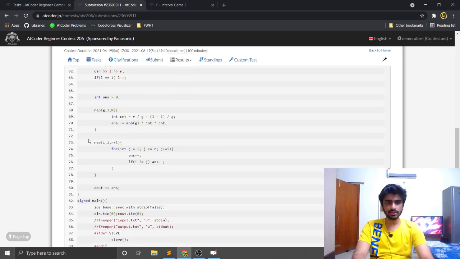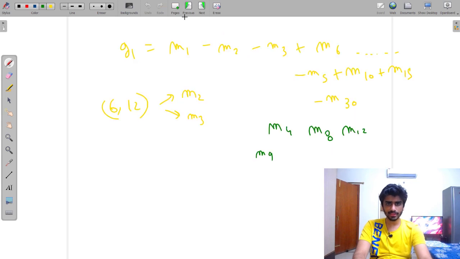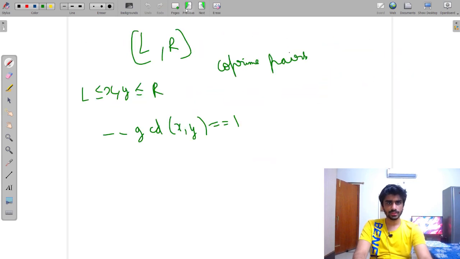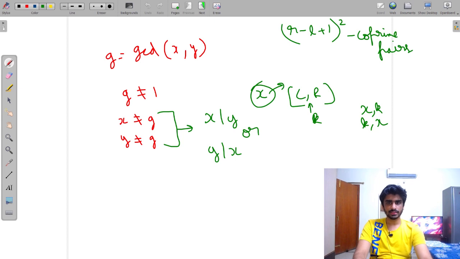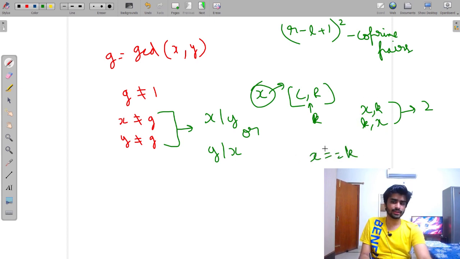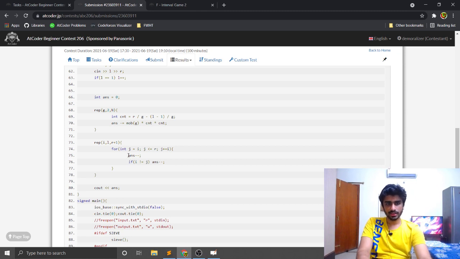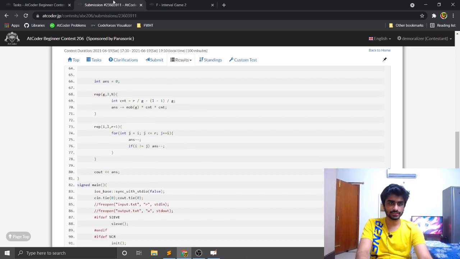Once I find the non-coprime pairs, I want to iterate from L to R, and all the divisor pairs I want to subtract twice. I'm subtracting it twice because we have two pairs, (x, k) and (k, x), both. But if x equals k, then we have to subtract it only once. So that's what I'm doing. And if i and j are not equal, then I'm subtracting it once more, and printing the answer.